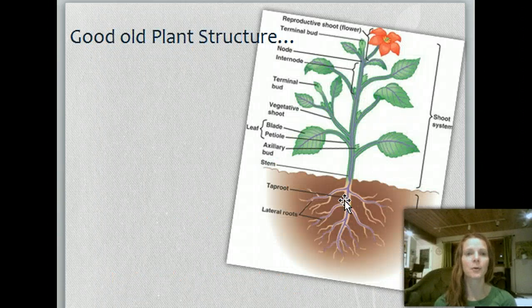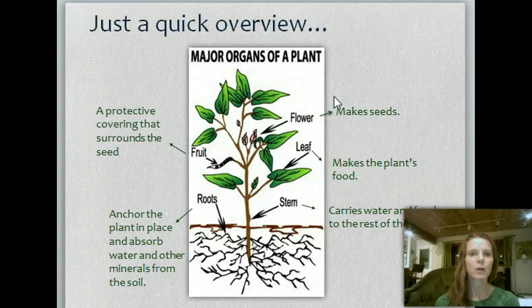All right, so good old plant structure. We're going to talk about this in depth, and I'm going to go through a couple of these things that you see in this diagram, but I'm going to start off with some other things first, and then we'll get to the details of each plant, okay? So a quick overview: the major organs of the plant, and then we're going to retouch on this later on. So just know that, let the stuff sink in and we'll come back to it.